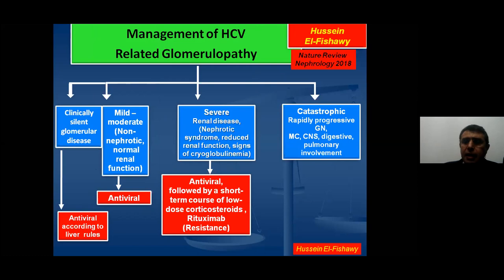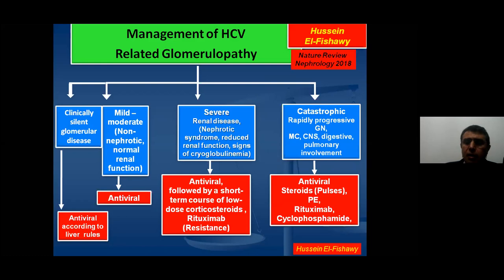While in catastrophic conditions with rapidly progressive GN, or mononeuritis multiplex, or CNS manifestations, or pulmonary affection, in this situation, antiviral therapy from the start, not to be postponed, with pulse steroids, plasma exchange, rituximab, and cyclophosphamide. Sometimes in severe cases, if you have tried antiviral therapy with a small dose of steroid and rituximab without adequate response or with progression of the condition, you should jump immediately to the full-blown dose of pulse steroids, plasma exchange, plus or minus cyclophosphamide.